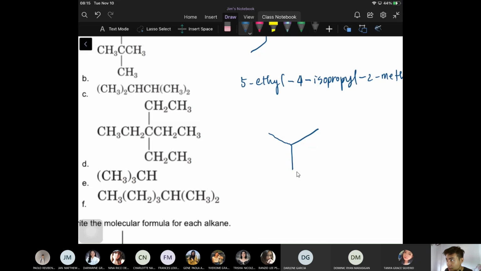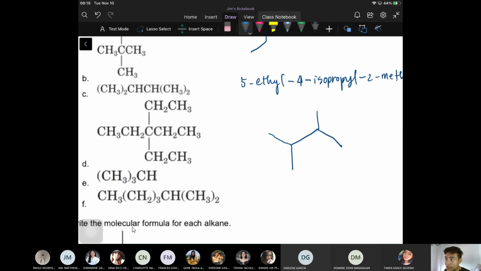CH3, then CH3. Okay? So, yun yung dalawang CH3 attached to this carbon. And yung nasa dulo, may CH3s ka na dalawa din attached to this carbon sa previous carbon. Okay? So, yan yung drawing niya.